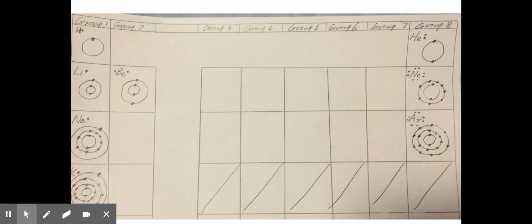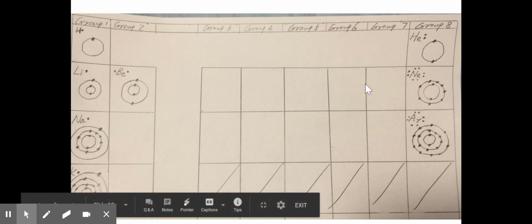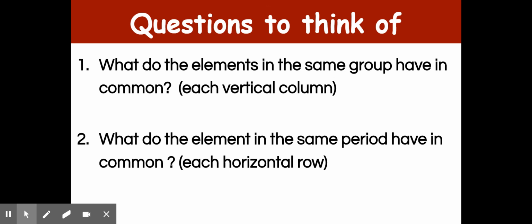Okay, so once you finish this, take a picture and turn it in for 10 points. And those two questions, if you could figure out, that would be perfect. If you cannot, it's okay. We're going to talk about those on Thursday's live class. Thank you.